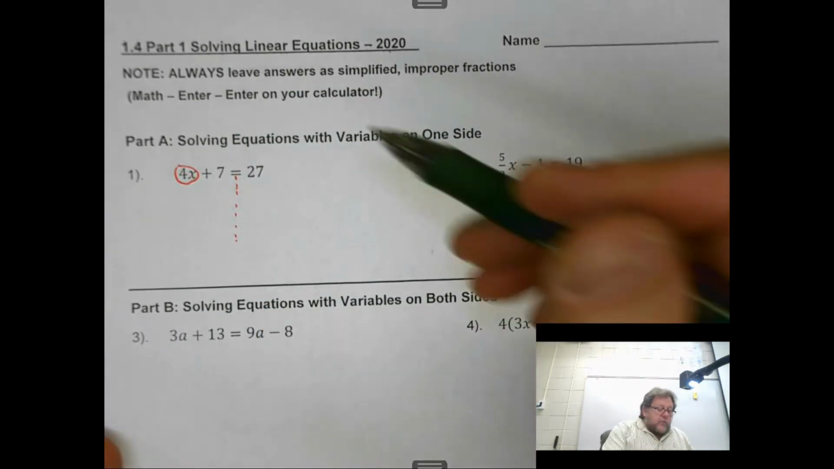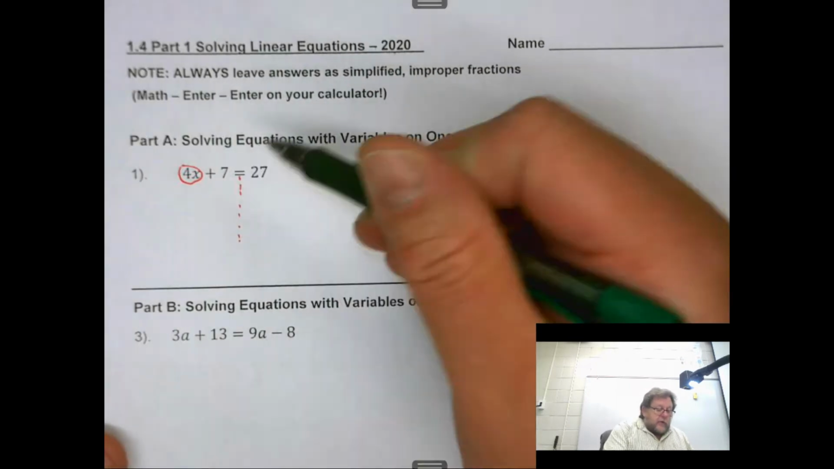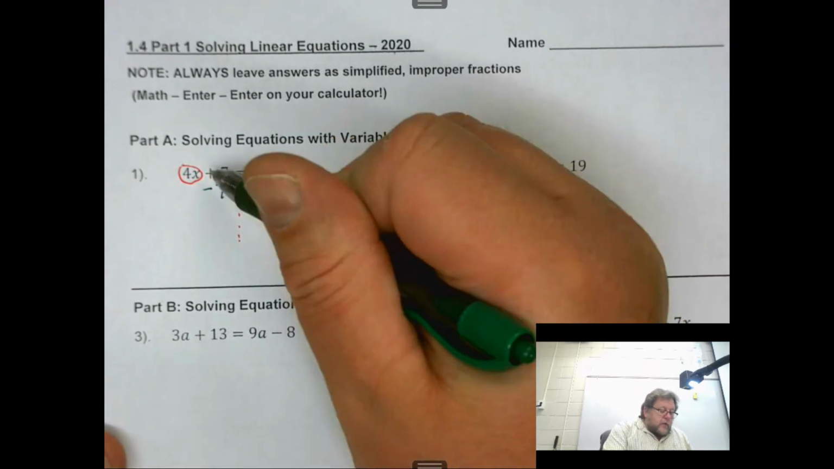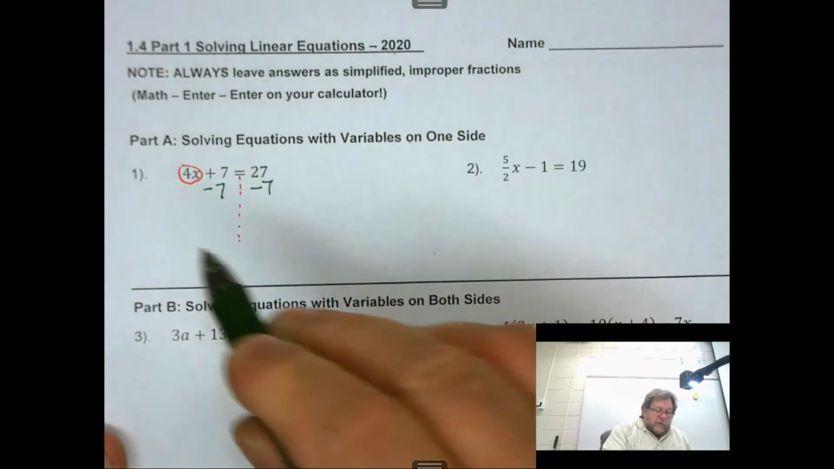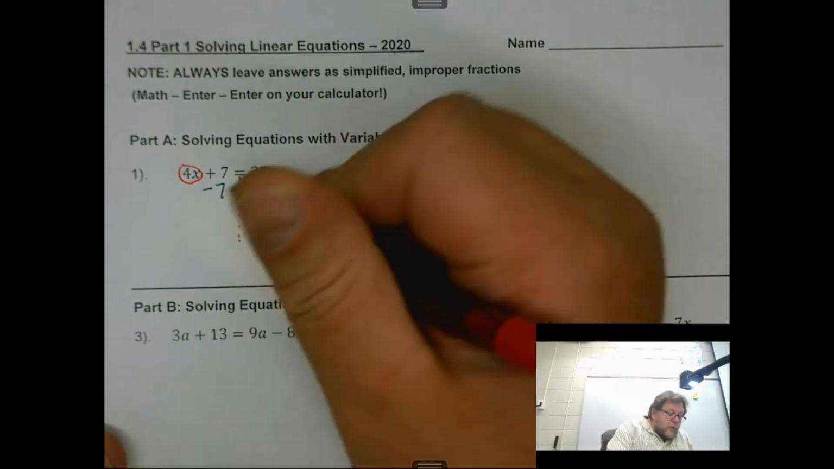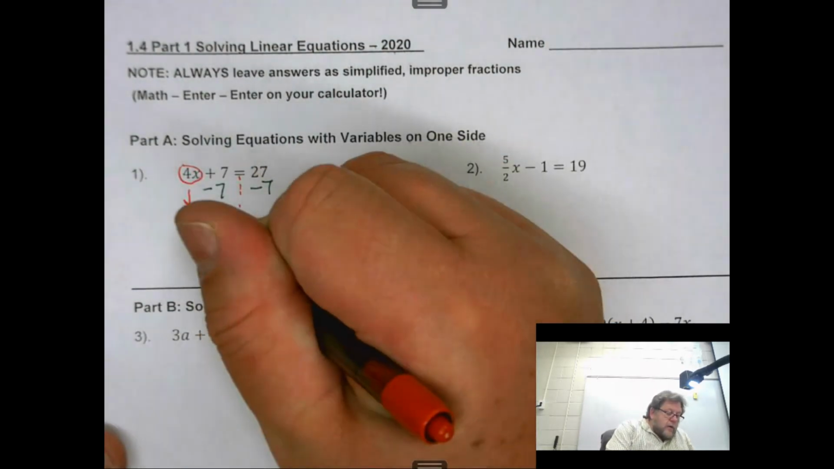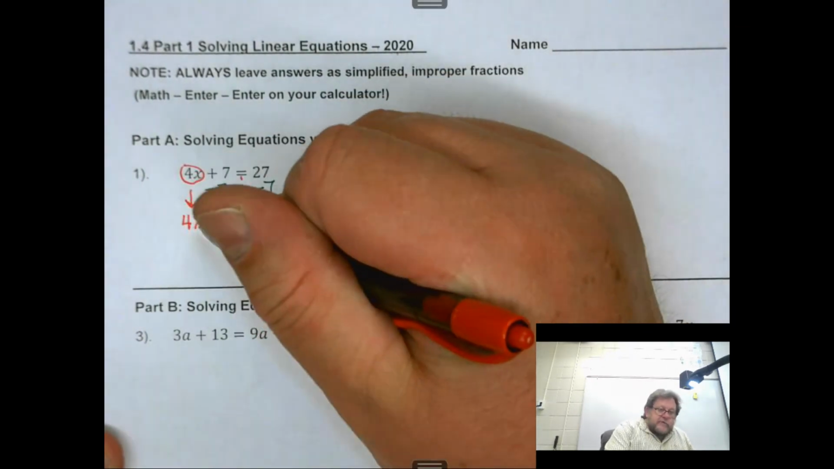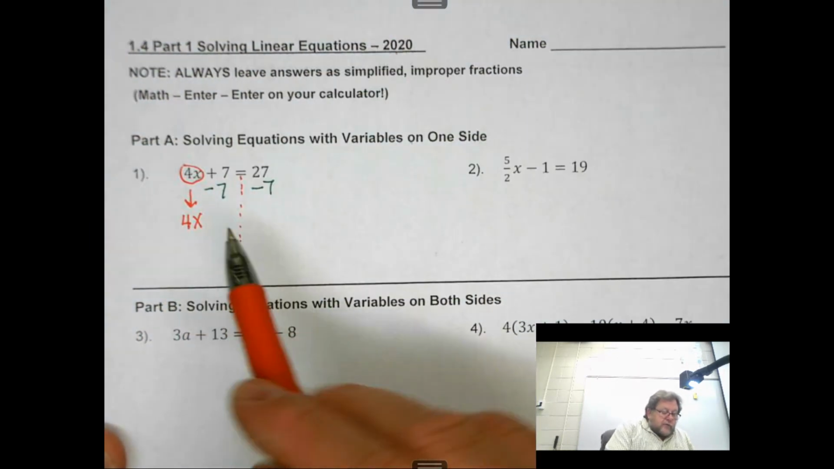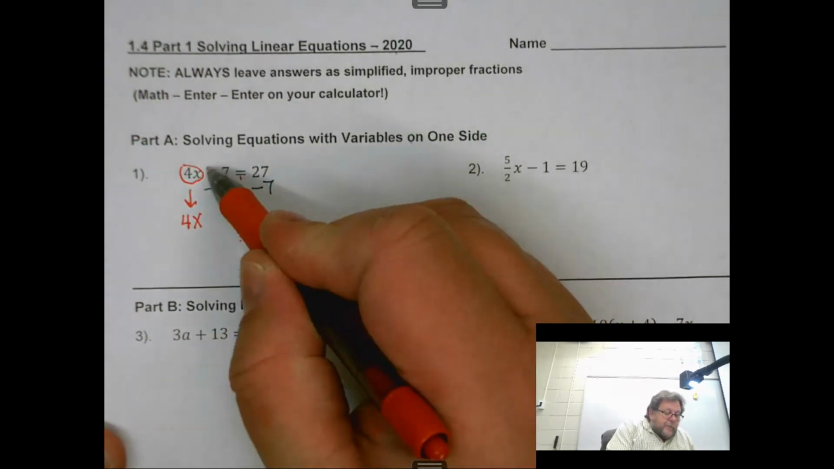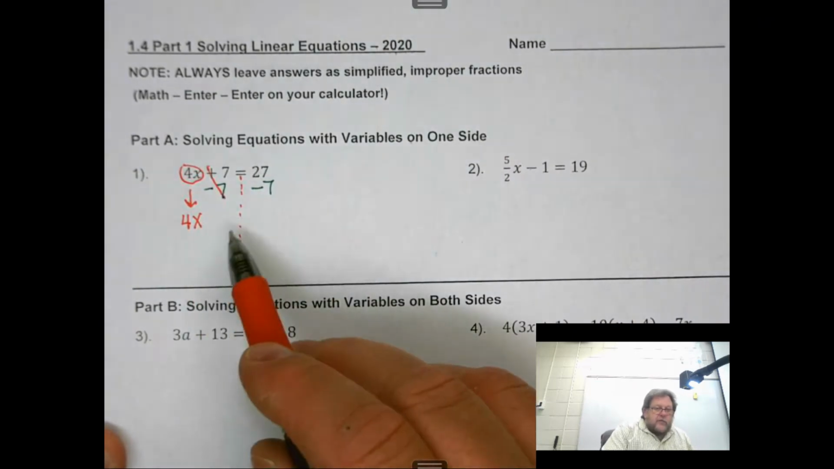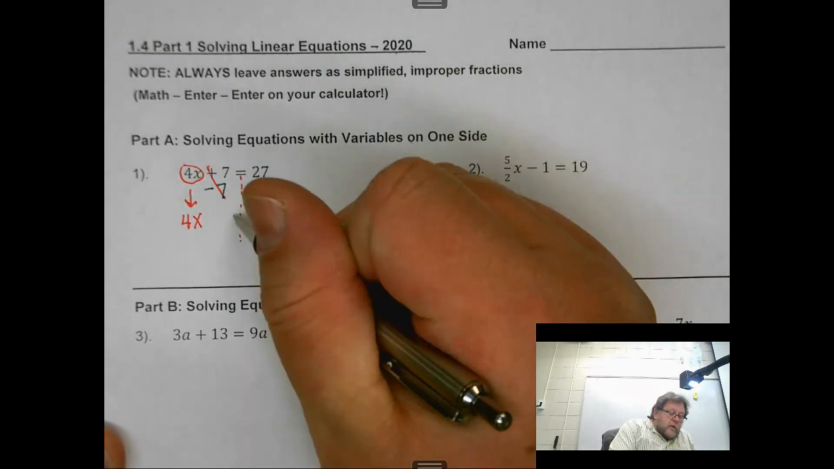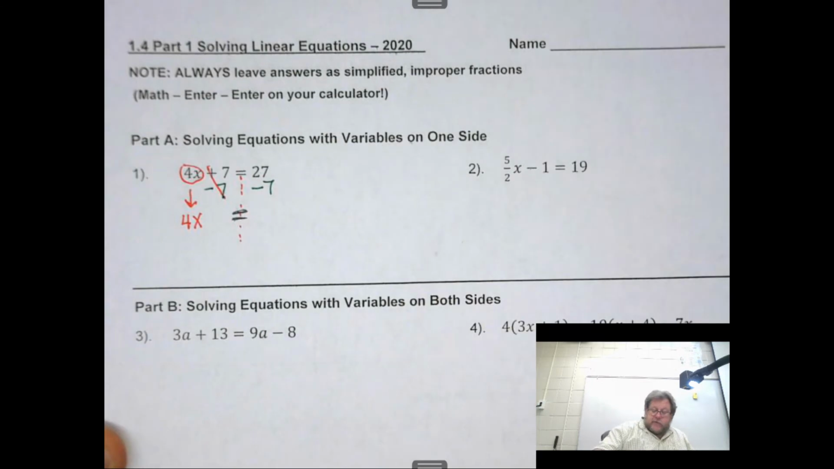So I want to get rid of this 7, or undo the 7. So I'm going to subtract 7 from both sides. I bring down my 4x. Positive 7 minus 7 gives me 0, and because I have a term there, I don't need to put the 0 there. So these just cancel out. If I didn't have the 4x there, I would have to put a 0 there. Equals 27 minus 7 is 20.